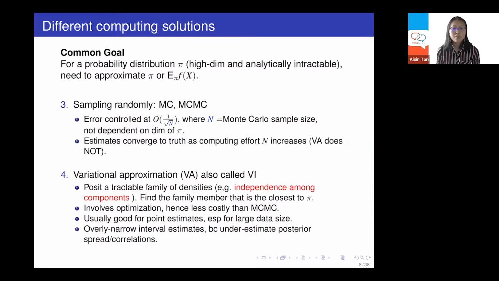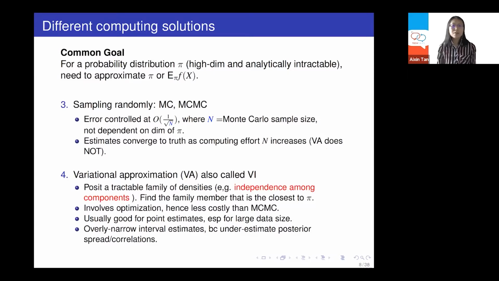This procedure involves optimization, and that's less costly than MCMC in general. It generally provides pretty good point estimates, especially when you have large data size, since the approximation is usually closer. But the problem is, for example, when you assume independence among components, you're ignoring the correlations between them. As a result, it may underestimate posterior spread and correlation and produce overly narrow credible intervals, for example. So it's good for point estimates, but needs some work when you need the bigger picture. And as I mentioned here, the variational approximation method does not converge to the truth when you increase the computing effort.